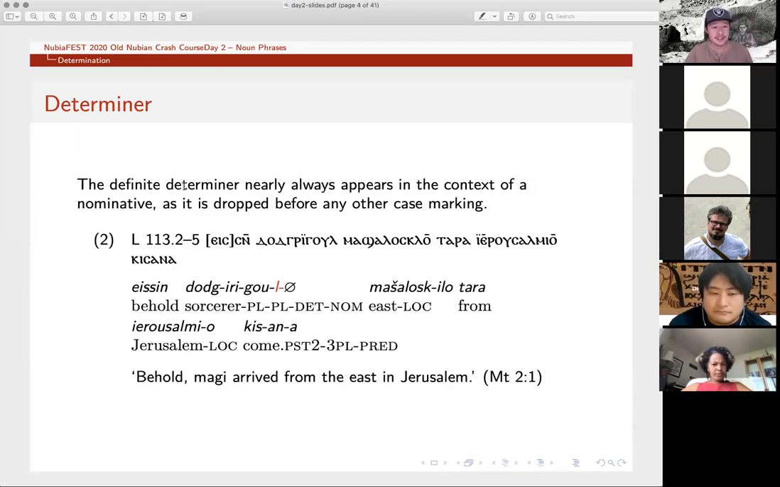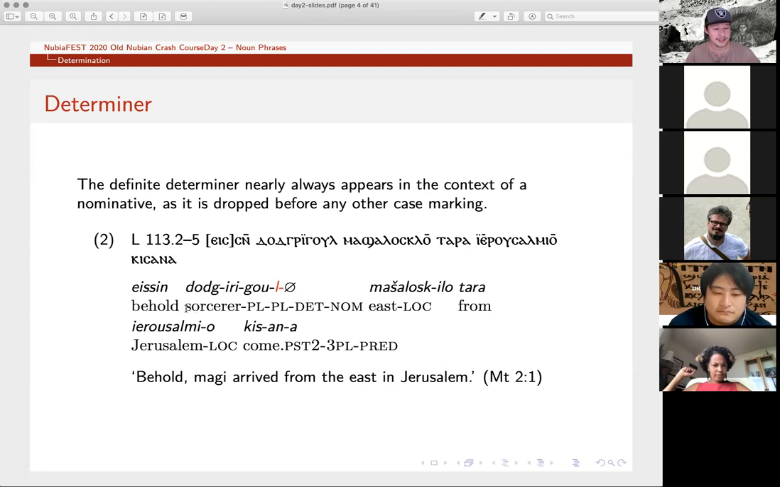So as I said, the definite determiner nearly always appears in the context of a nominative, as it is dropped before any other case marking. And we see here, "Behold, the Magi arrived from the east in Jerusalem." This is from the book of Matthew, and this is the story of the birth of Jesus.